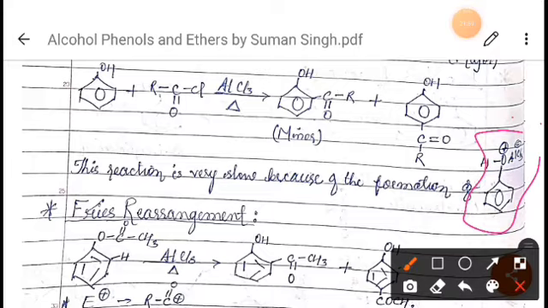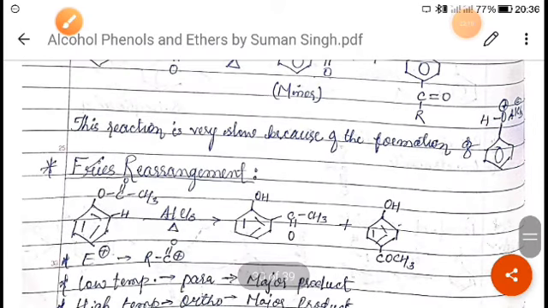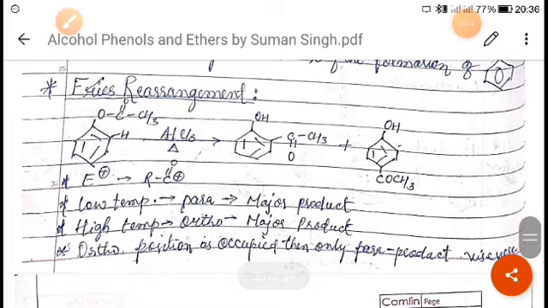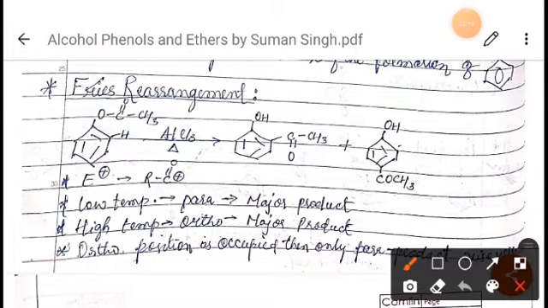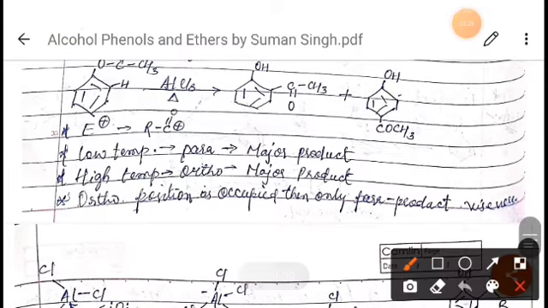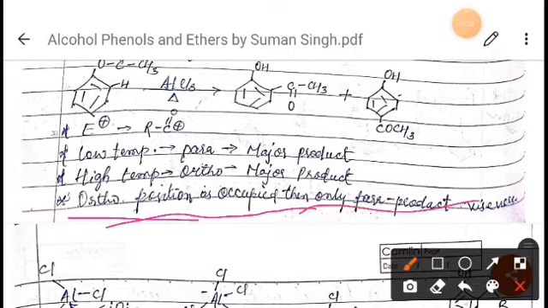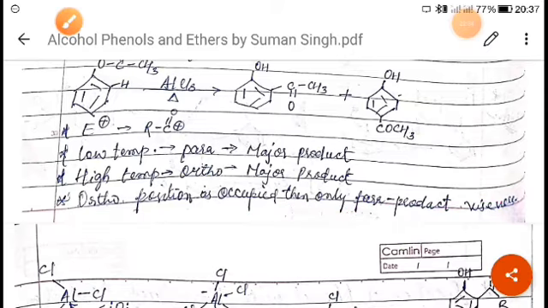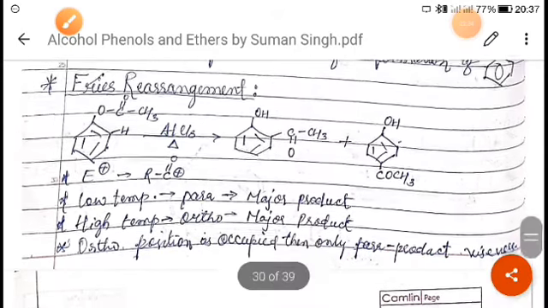The extension of this Friedel-Crafts reaction is also called the Fries rearrangement. Always remember that in the Fries rearrangement, at low temperature, para will be the major product, and at high temperature, ortho will be the major product. If the ortho position is occupied, then only para product will form, and if the para position is occupied, then only ortho product will form.